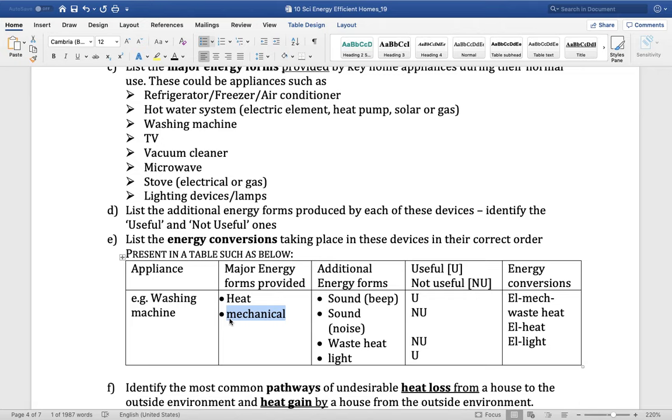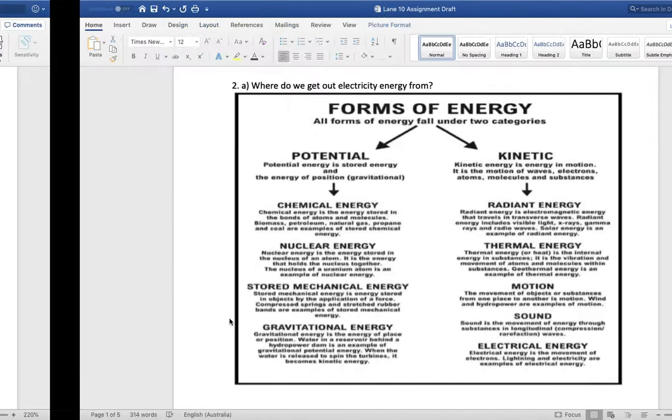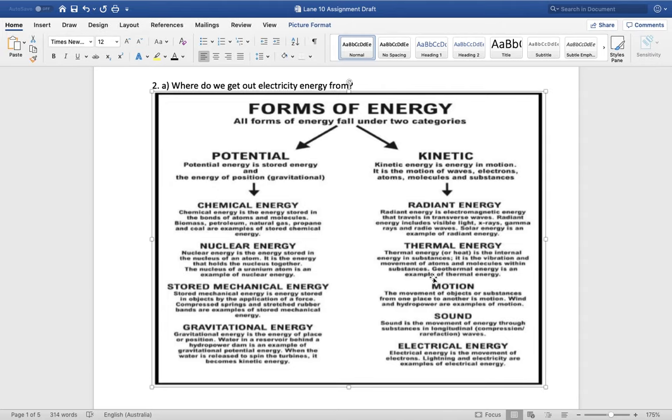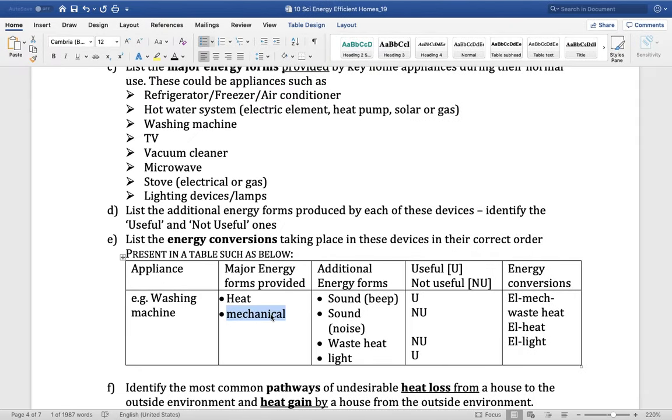Okay, heat and mechanical, because it heats things up. It might have hot water, and it also moves, it spins around. Mechanical falls under the category of motion. It's also called mechanical energy.